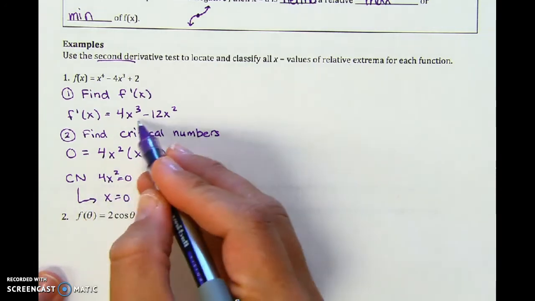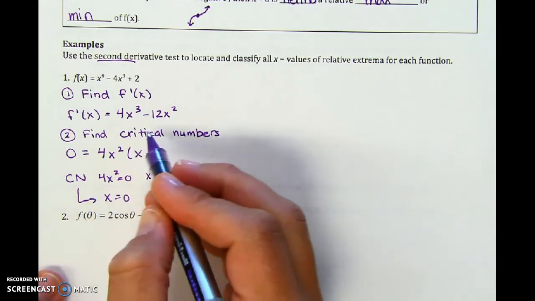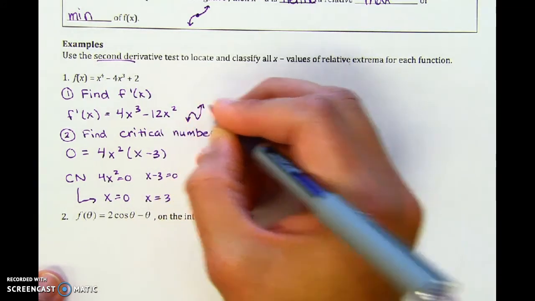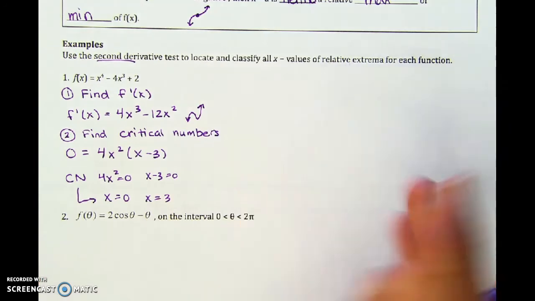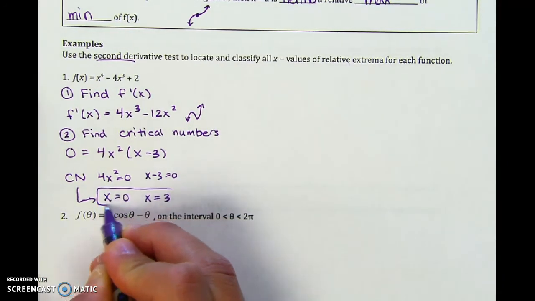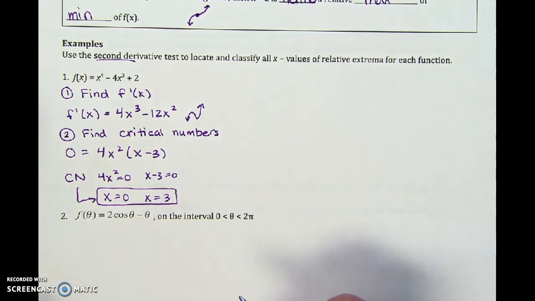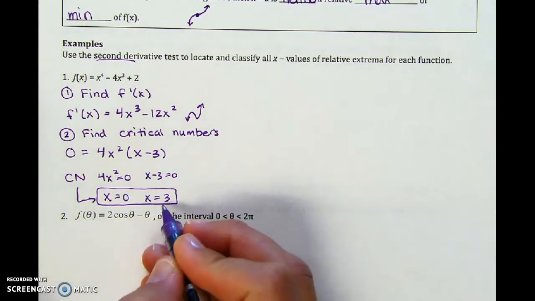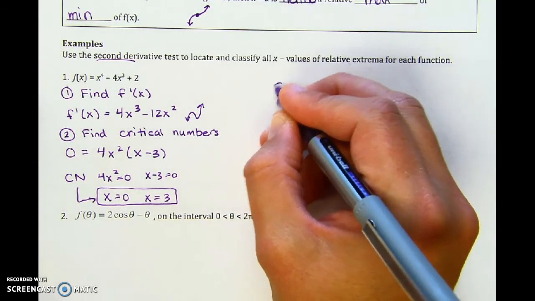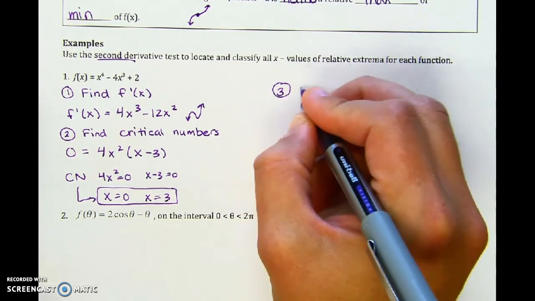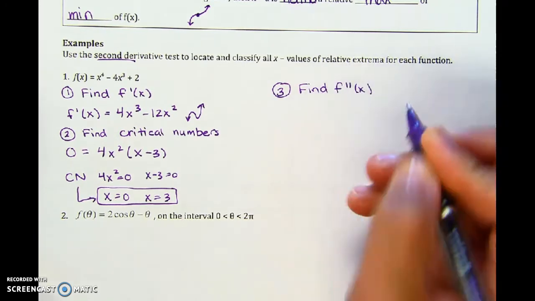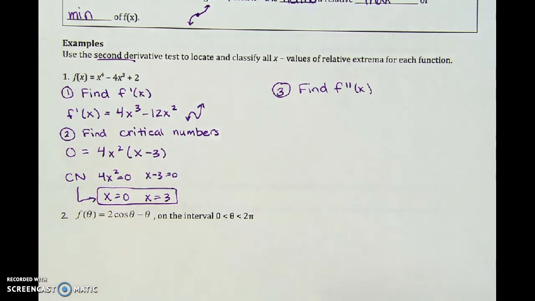Is a cubic ever undefined? Think about 4x cubed. That would be something like that. That's defined everywhere, so the only critical numbers are at 0 and at 3. Now, instead of doing a first derivative sign chart, we're now going to go to the second derivative. And then all we're going to have to do is plug these in to the second derivative.